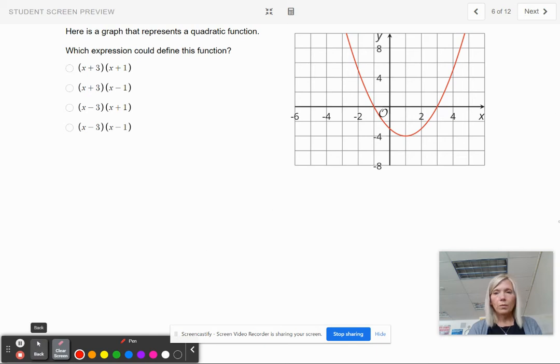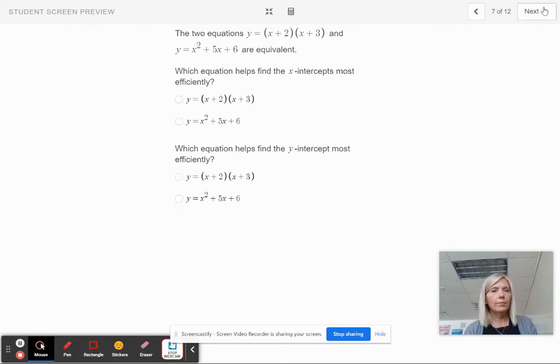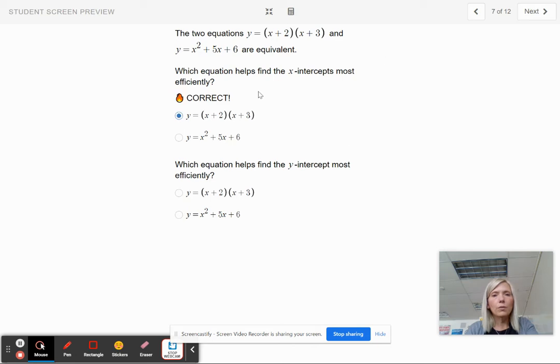And moving along. So the x-intercepts, factored form. If we're looking for the x-intercepts, we want to look at factored form. But then the y-intercept, that's where we multiplied it out and put it into standard form. So that's how you can tell there on slide 7.